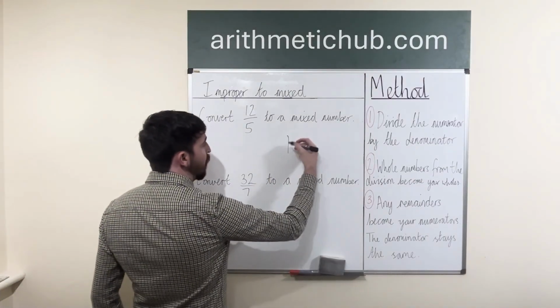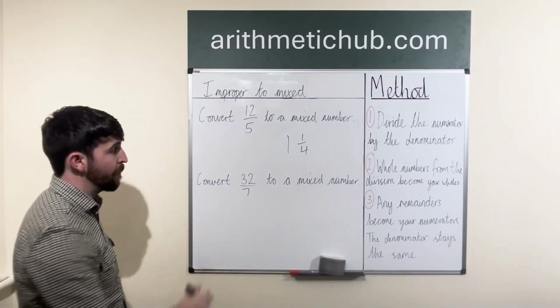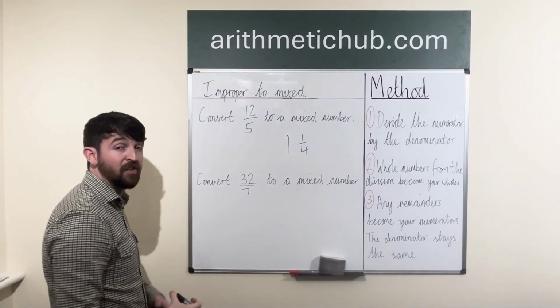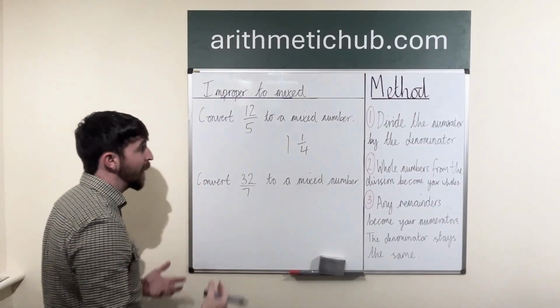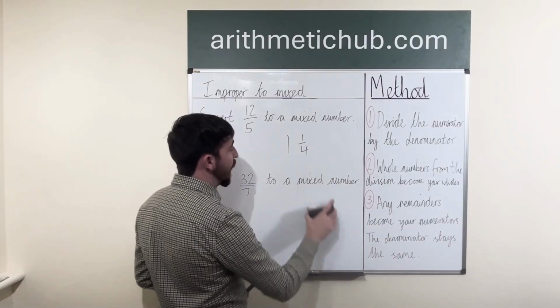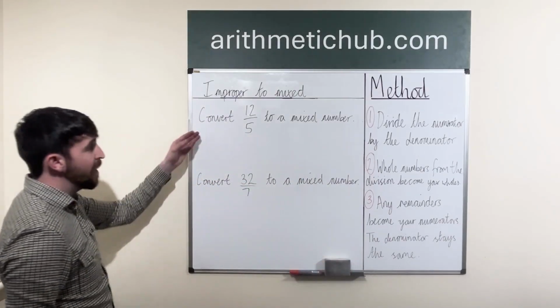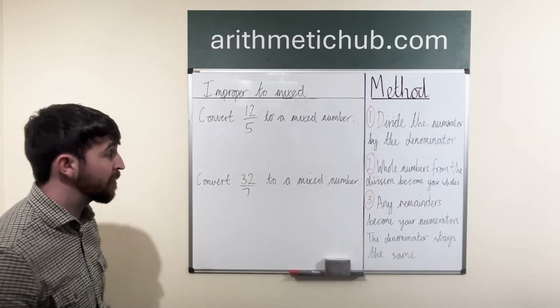You might also have seen mixed numbers that look like this, for example, 1 1/4. Here we have a whole, and here we have our fraction that goes with it. So we've got a whole, and we've got a fraction. It's a mixed number, okay? So again, it's more than one whole. So what we're looking at today is converting our improper fractions to mixed numbers.